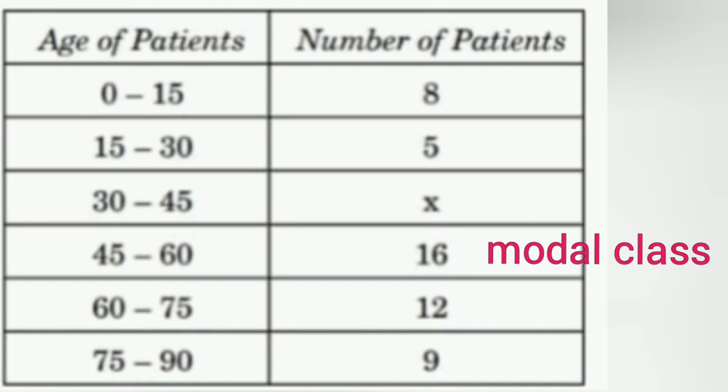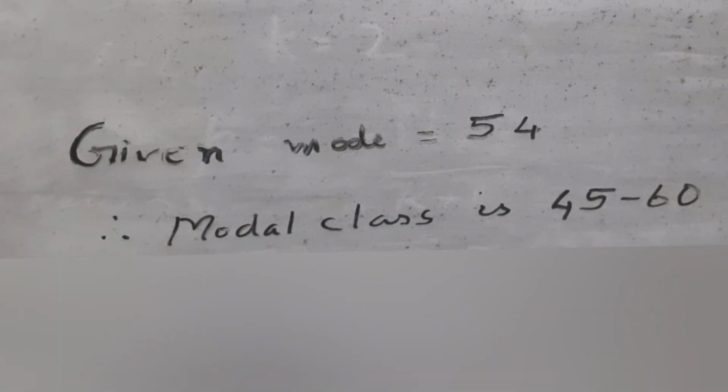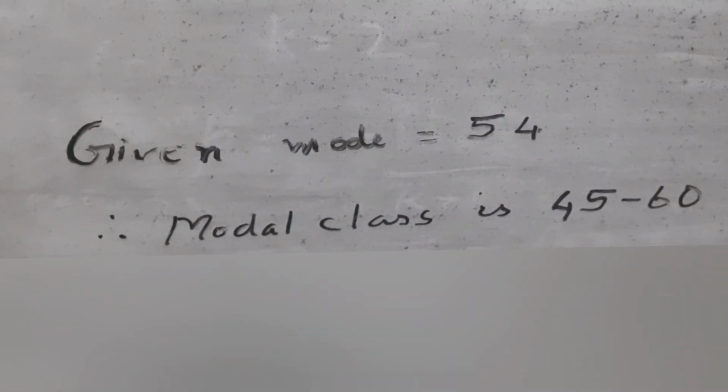The given mode 54 lies in the class 45 to 60. That means the modal class is 45 to 60. So the lower limit of the modal class L is 45 and the width of the modal class h is 15.